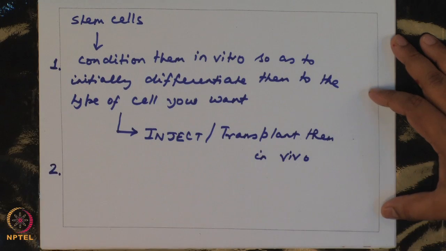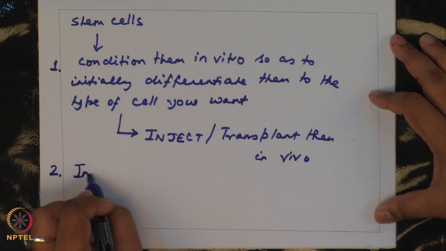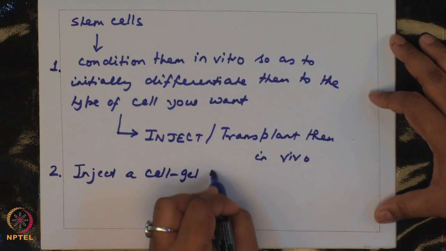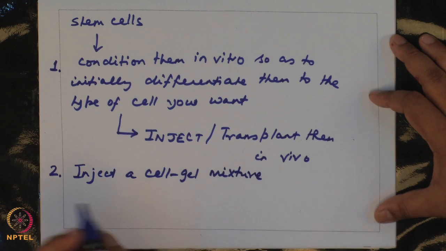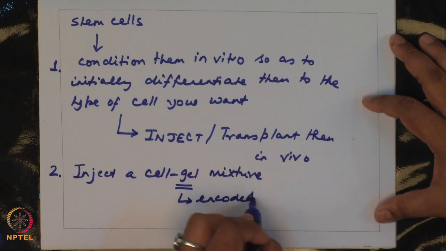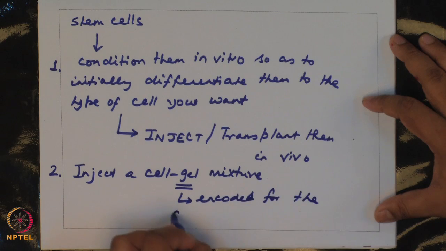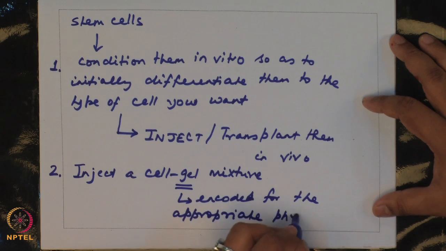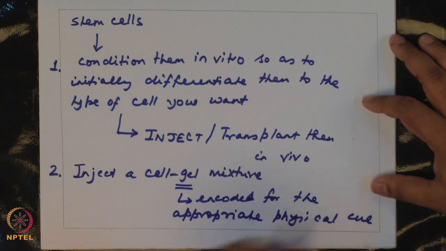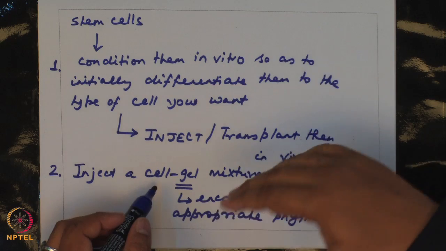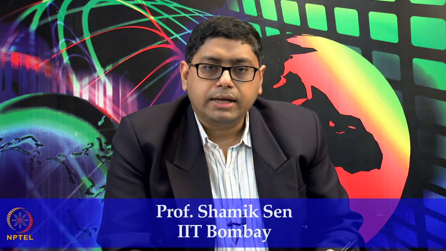The other strategy is to inject a cell gel mixture, such that the gel encodes the appropriate physical cue that you want, with the hope that once the cells are differentiated enough, they can remodel the gel in the way that is possible. So, with that I stop here.